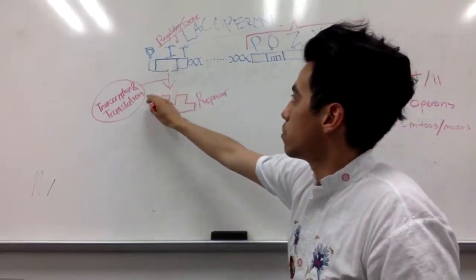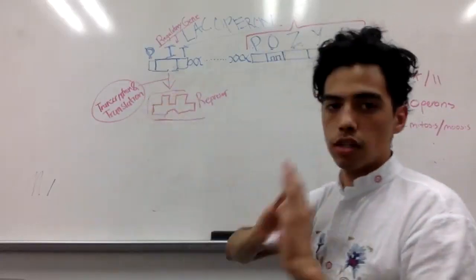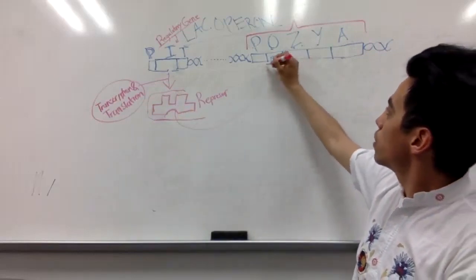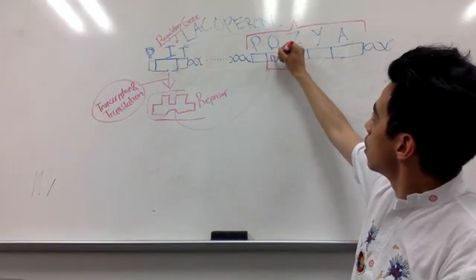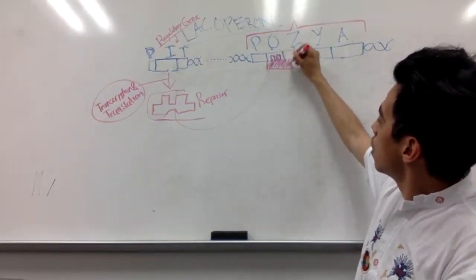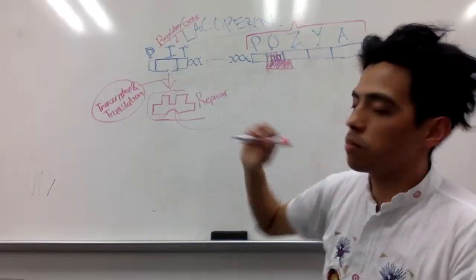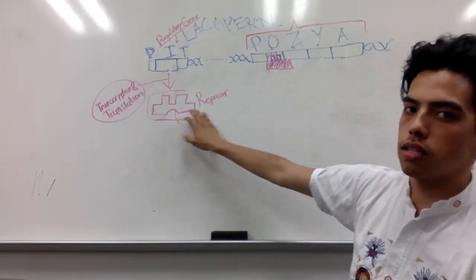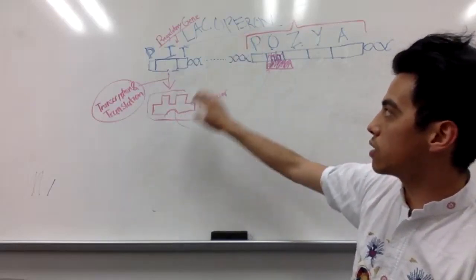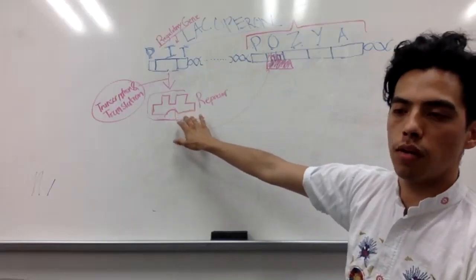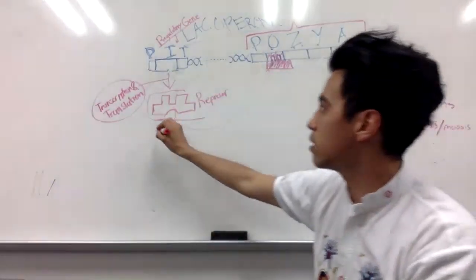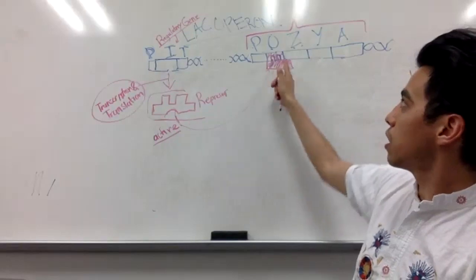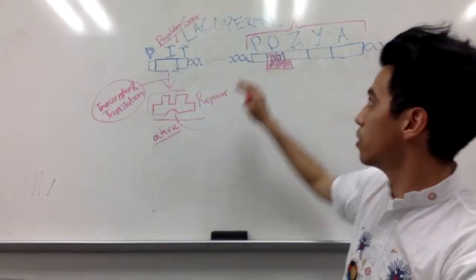So this is when there's no lactose present. We're going to have this repressor, and it's going to come to the operator and bind to the operator. I drew it kind of like a puzzle piece because when there's no lactose present, the repressor will be expressed in a way that it's active. That means it can bind to the operator and then stop transcription for this operon.